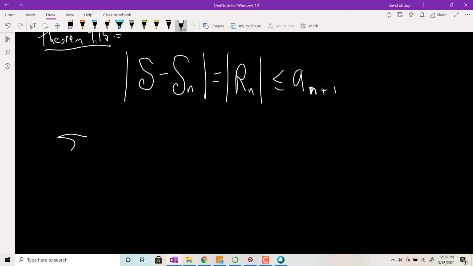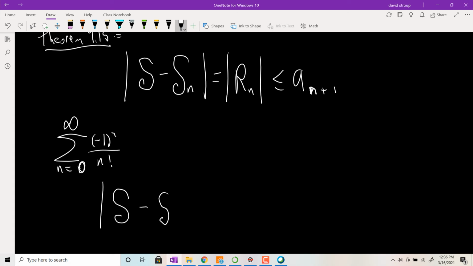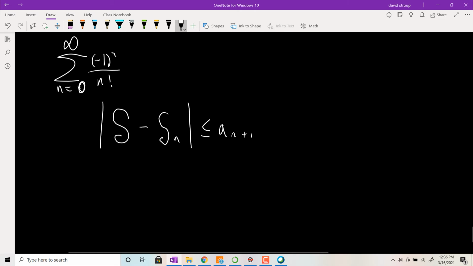I have a series which I know is convergent, like (-1)^n over n factorial. That guy is definitely convergent. We proved it above. And you could start at 0 and go to infinity if you wanted. The difference between the actual sum and the nth partial sum, so we need to figure out what these things are, is less than a sub n plus 1. Okay, so what is S sub n?